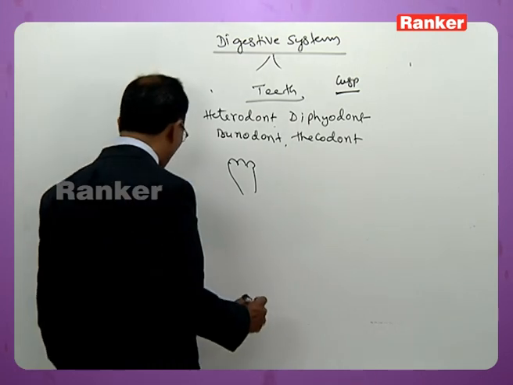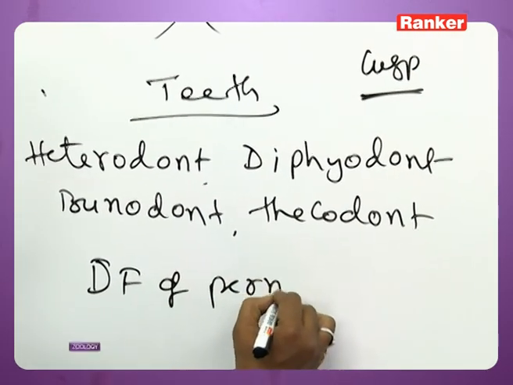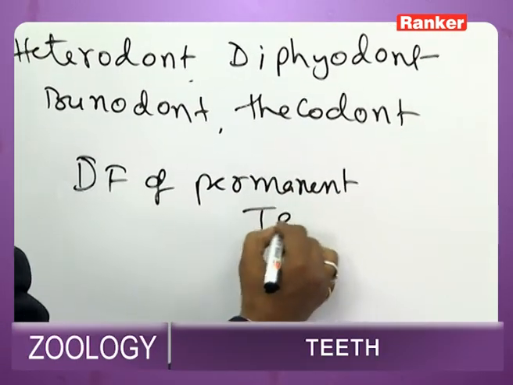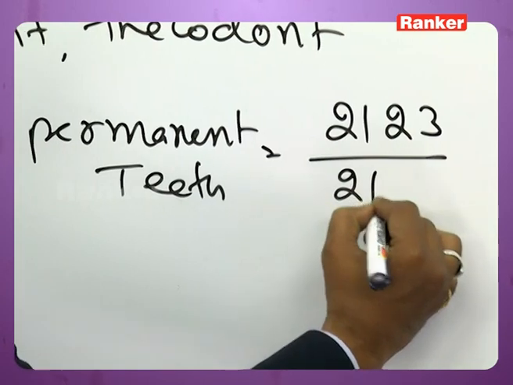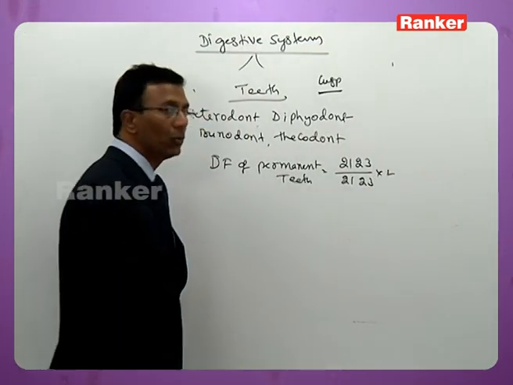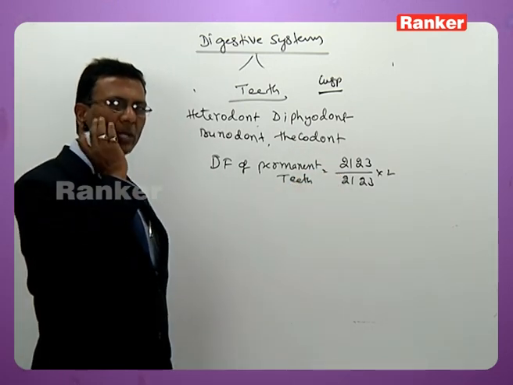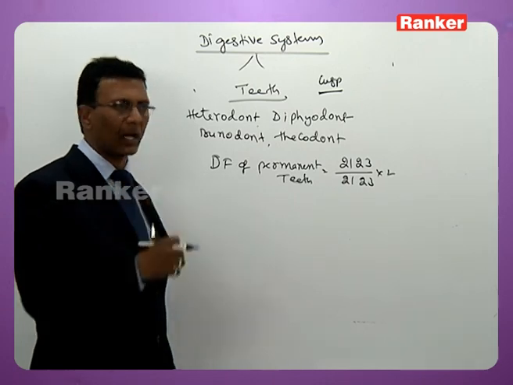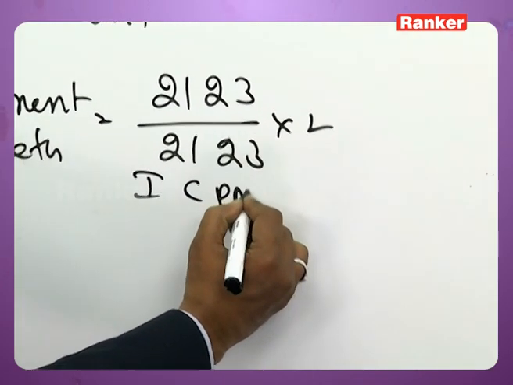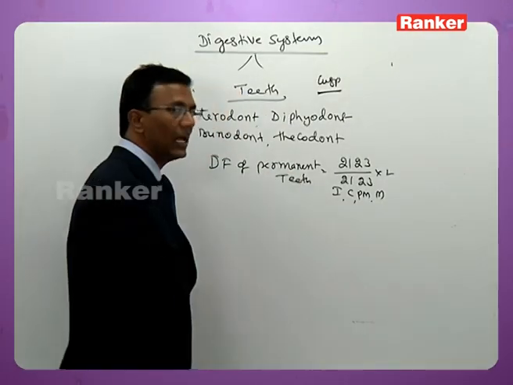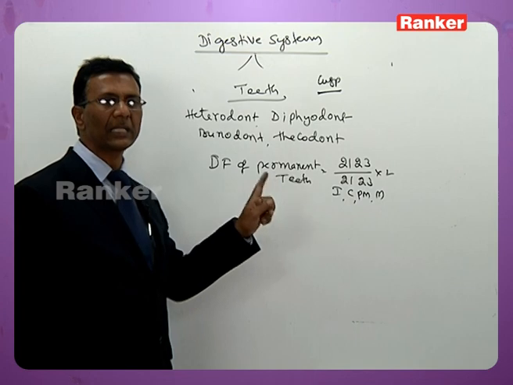Now, what is the dental formula of teeth? Dental formula of permanent teeth is 2123 by 2123, into 2. Multiply with 2 and you get the total number. That is, in each half of upper jaw and lower jaw, this side you have 2123 by 2123, and multiplying with 2 you get the other side also. This is the dental formula of permanent teeth, and here you have incisors, canines, premolars, molars. In each half of the jaw, 2 incisors, 1 canine, 2 premolars and 3 molars are present.